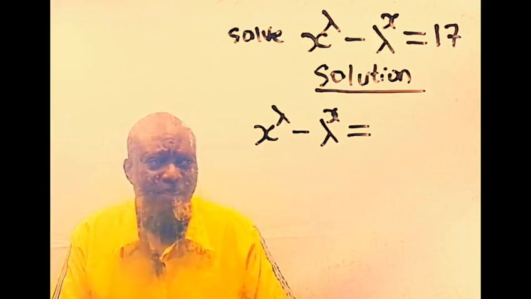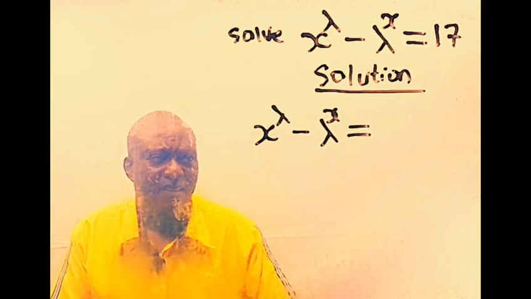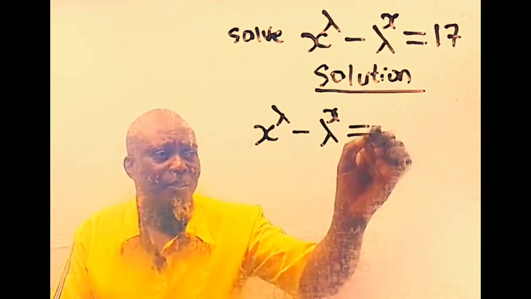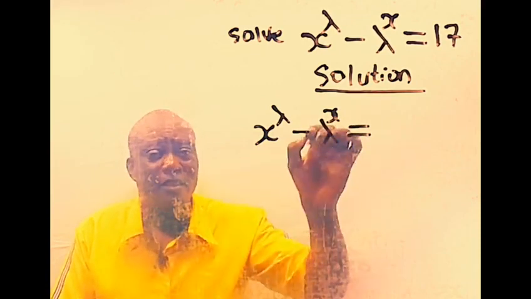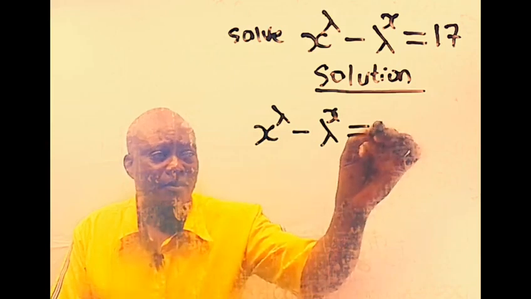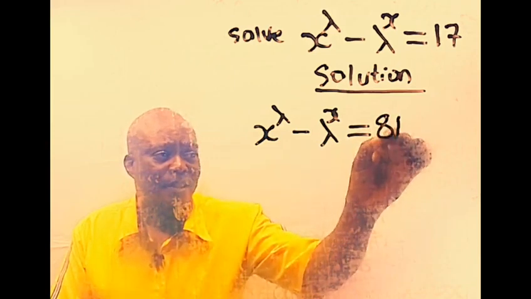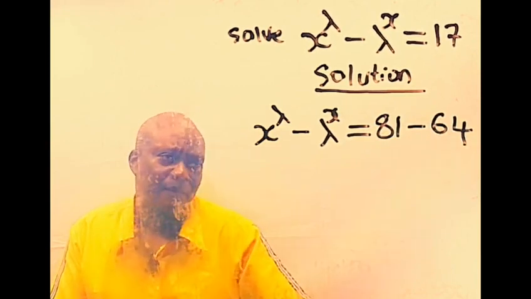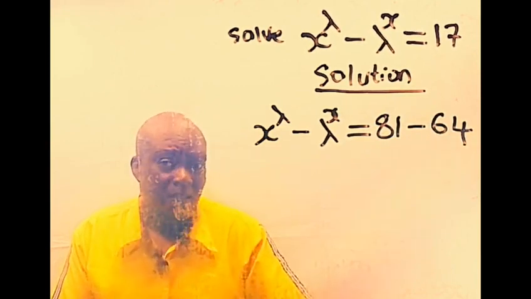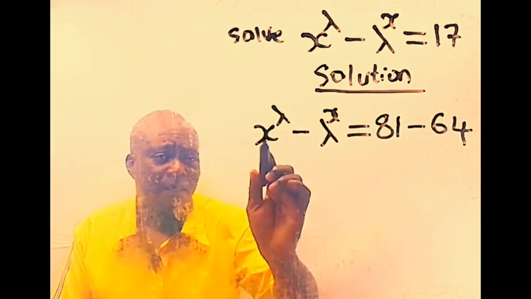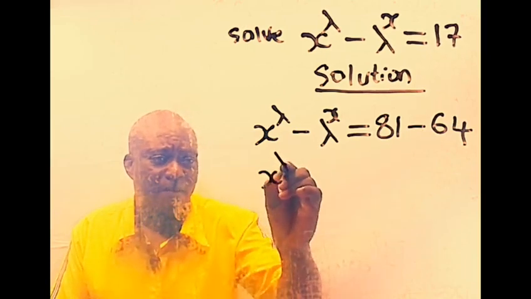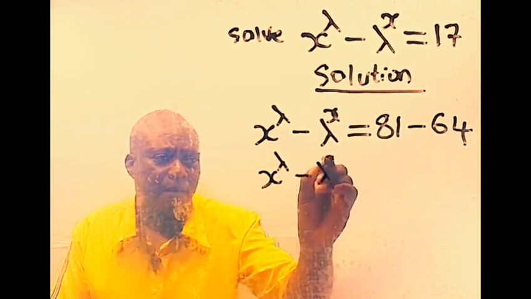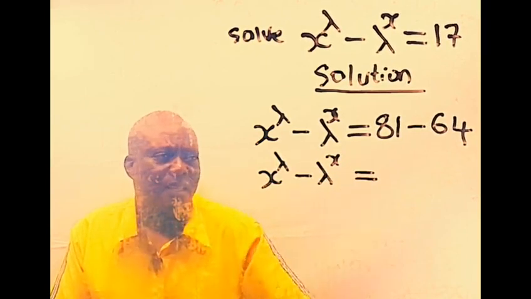You can manipulate and get two numbers in which one is subtracted, it gives you 17. That number should be 81 minus 64. Let's try it and see. That means x to the power lambda equals, and lambda to the power x equals, this 64.